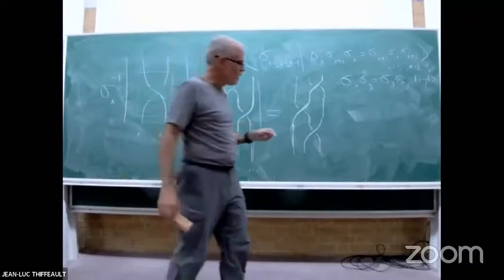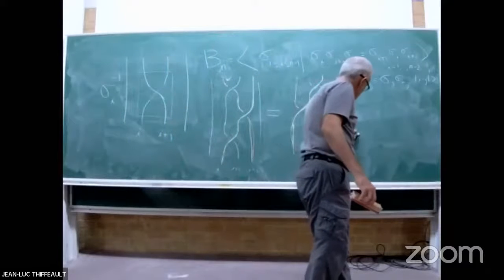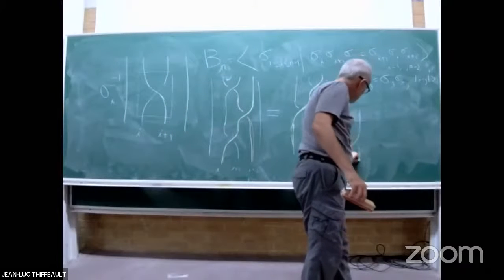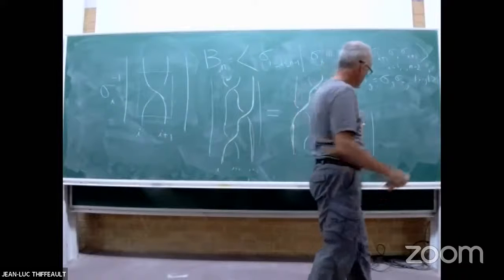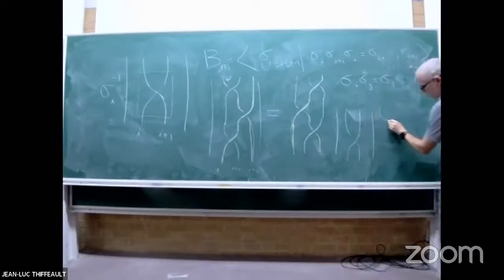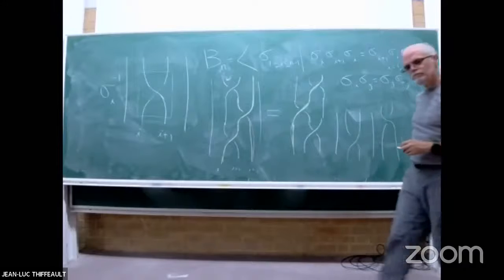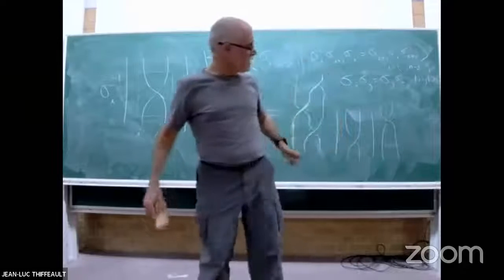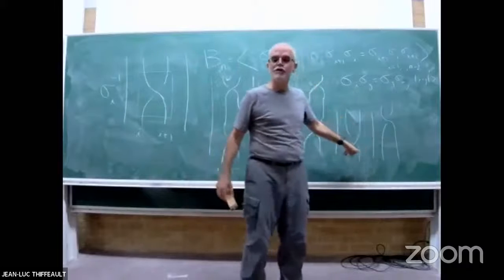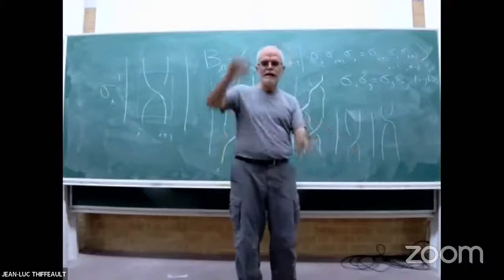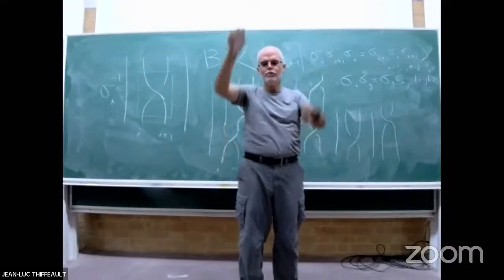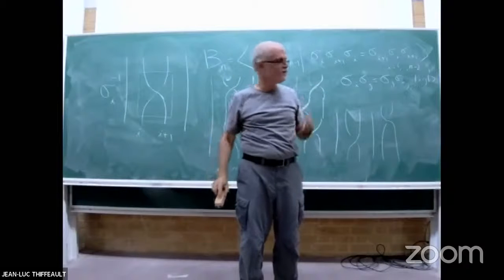And again, this is kind of obvious, because if I have an exchange of 2 strings, and then later on another exchange of 2 strings, but in such a way that they don't actually share a string, then I can slide them up and down the braid with no structure.